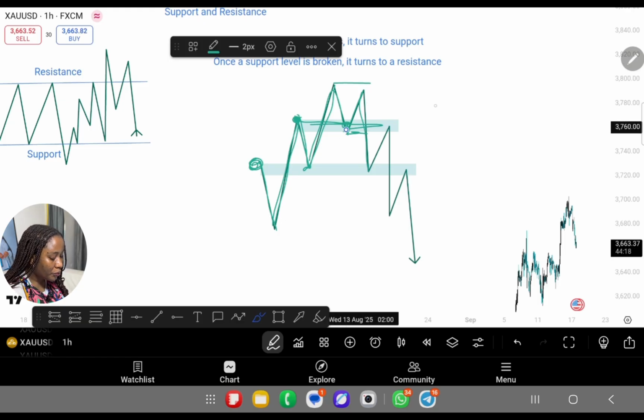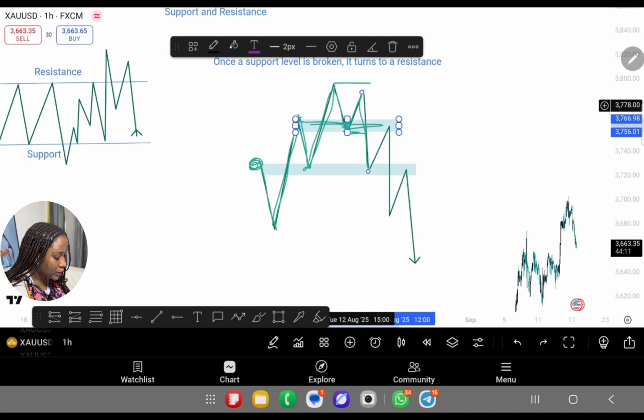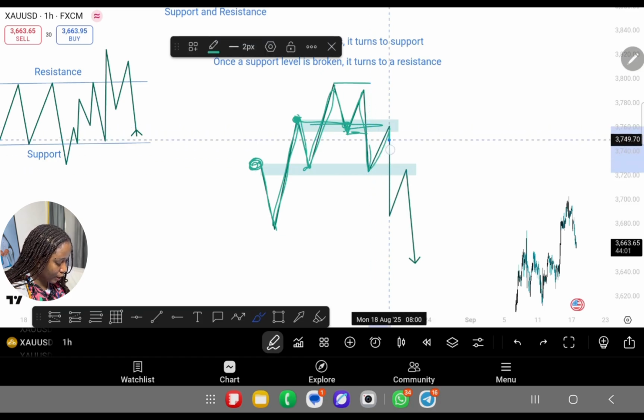Remember what we wrote here. Once a resistance level breaks, it turns support. That is, here it breaks, it turns support. Now, once a support level is broken, it turns resistance. This was our support level, and now it's broken. What will happen? Price will come back, retest it, and push lower.